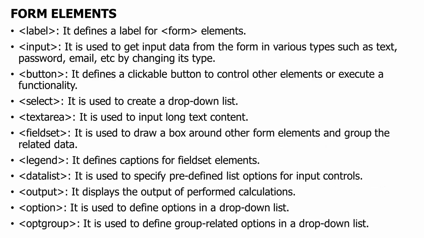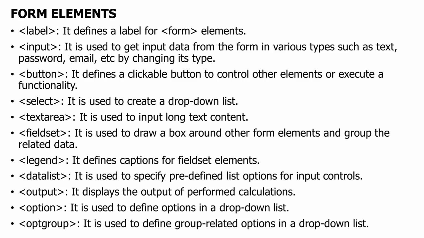Form elements: Label defines a label for the form elements. Input is used to get input data from the form in various types such as text, password, email, etc. by changing its type. Button defines a clickable button to control other elements or execute a functionality. Select is used to create a drop-down list. Textarea is used to input long text content.